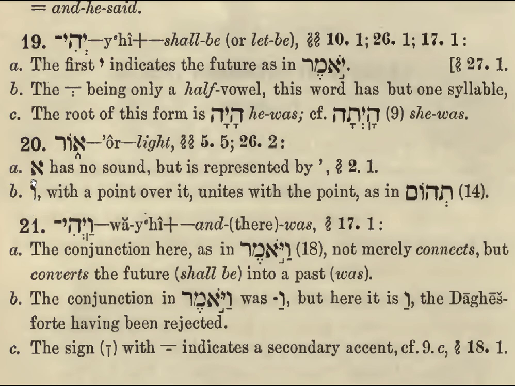The vav, with the point over it, acts as a vowel and unites with the point, just as we saw before in tahom. So it's the o sound. Va yehi, and there was, and it was, va yehi. So the conjunction here is functioning the same way as in vayomer. It doesn't merely connect, it's not only and, it also converts the future into a past, was. And so we have va yehi, and there was, not and there will be.